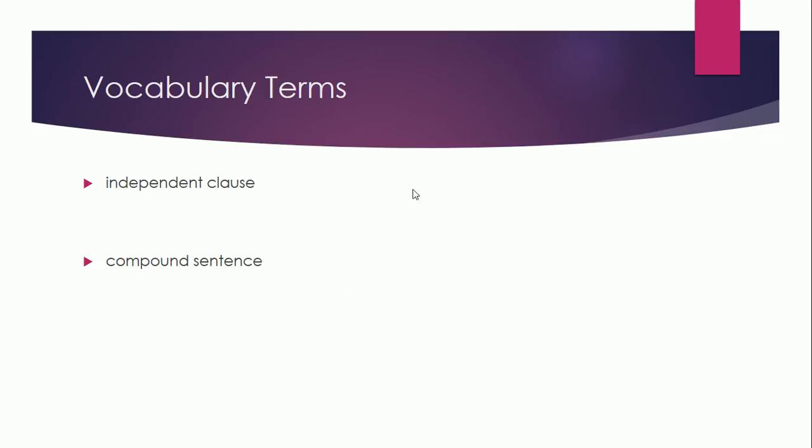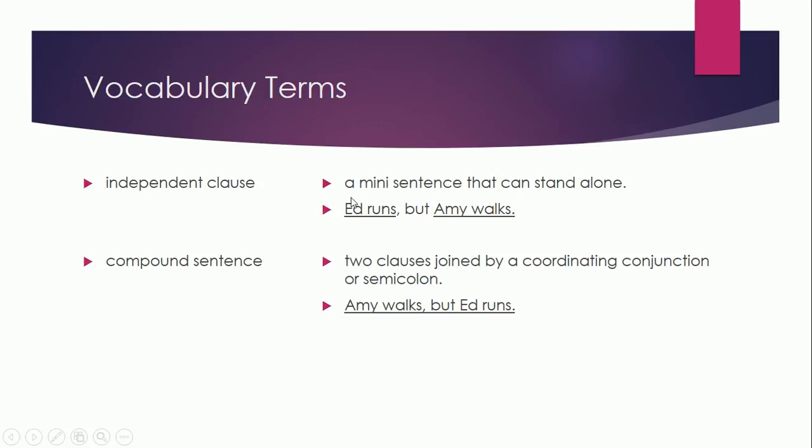Some other things we're going to look at: an independent clause and a compound sentence. So a clause is like a miniature sentence because it has a subject and a verb, and it can stand alone. So here I've underlined Ed runs. Well, it's got the subject Ed, the verb runs. Over here, same thing. Amy's the subject, walks is the verb. Either of those could stand alone if they wanted to, when we punctuate them properly.